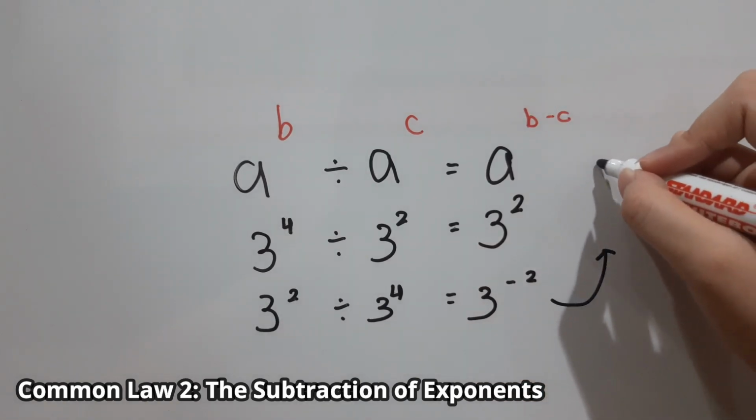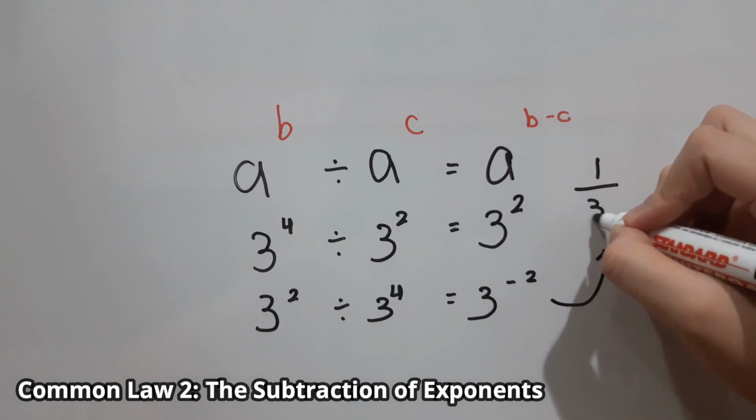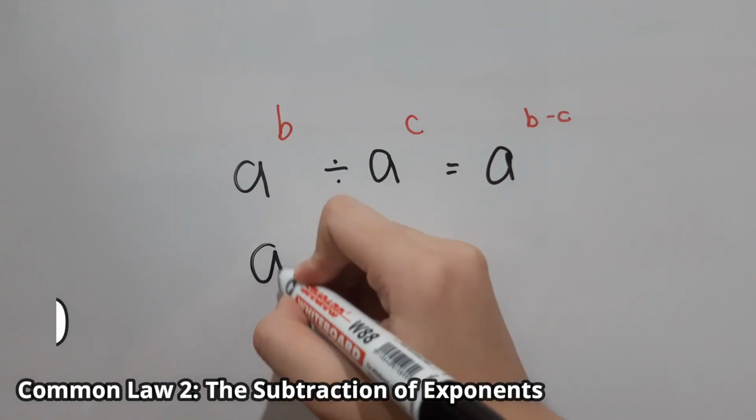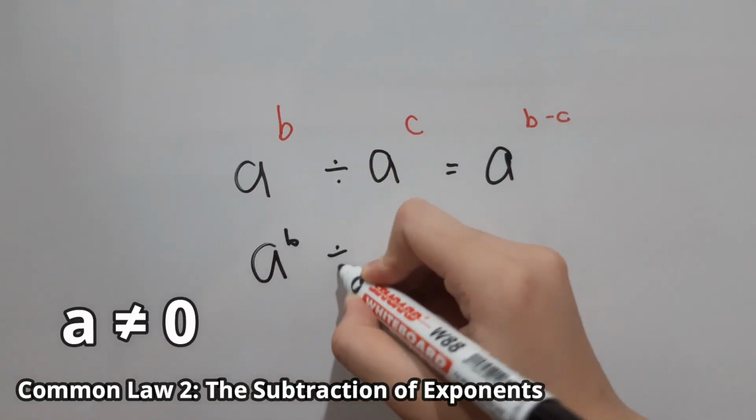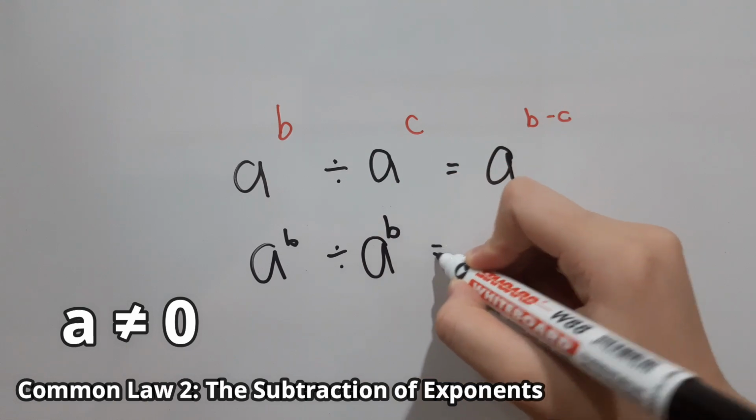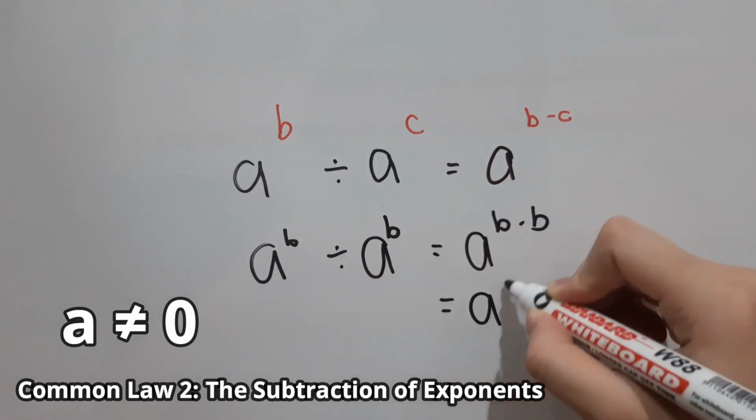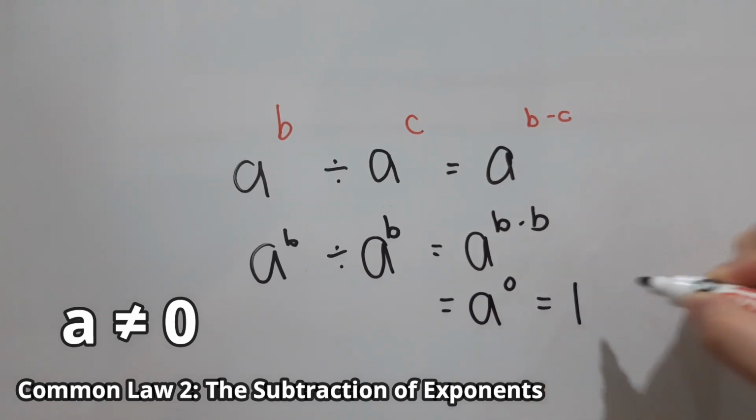That negative power can be made positive by placing it as a denominator, placing 1 as the numerator and 3 to the power of positive 2 underneath. Other times, their exponents cancel out and the power of 0 results. Recall that when any number except 0 is raised to the power of 0, the result is always 1.